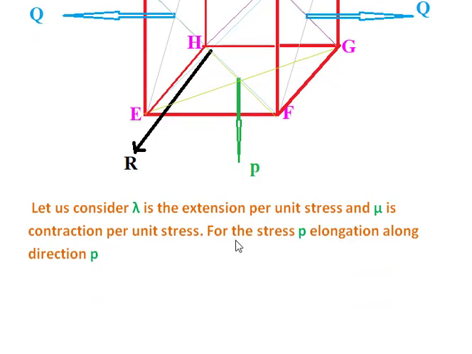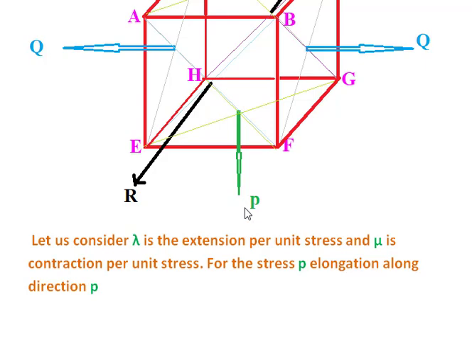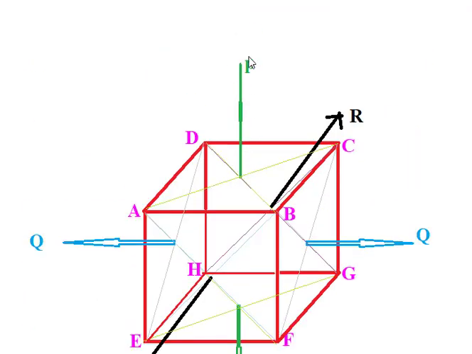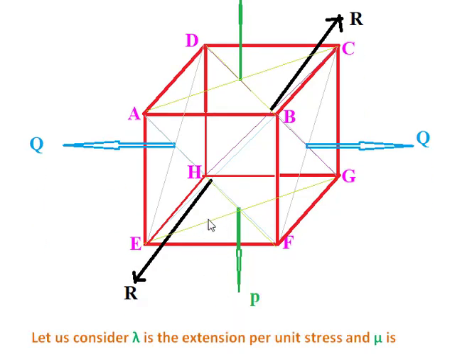For the stress, we already know that there are three types of stress. P is applied on this face, Q is applied on this face, and R is applied on this face. So there are three forces. P is applied here and here, Q is applied on this face and this face, and R is applied on this face and this one.